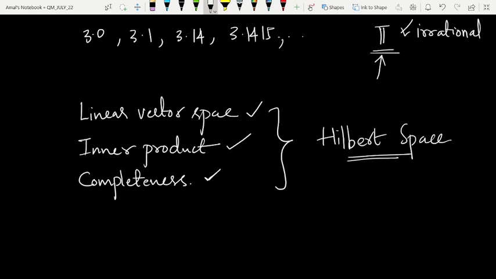That is, all the Cauchy sequences converge to a quantity which is also inside the space. Okay, if these three things are satisfied, then we call that space a Hilbert space. And the first postulate says that the state of a quantum mechanical system is represented by a vector, meaning a vector in a Hilbert space. That is, the vector satisfies all the properties of linear vector space, inner product, and completeness. Okay, so this is the first postulate. That is how we can represent a quantum mechanical state mathematically.